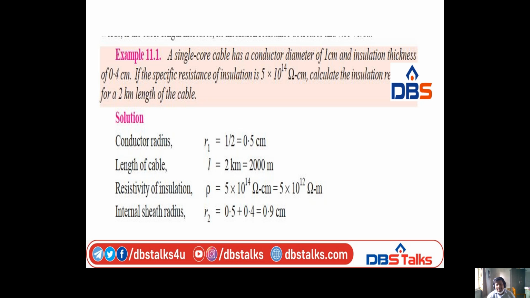Therefore the inner sheath radius R2 is equal to conductor radius R1 plus the given insulation thickness. Conductor radius plus insulation thickness is nothing but the inner sheath radius R2. R2 is equal to 0.5 plus thickness of insulation 0.4, therefore 0.9 centimeter.